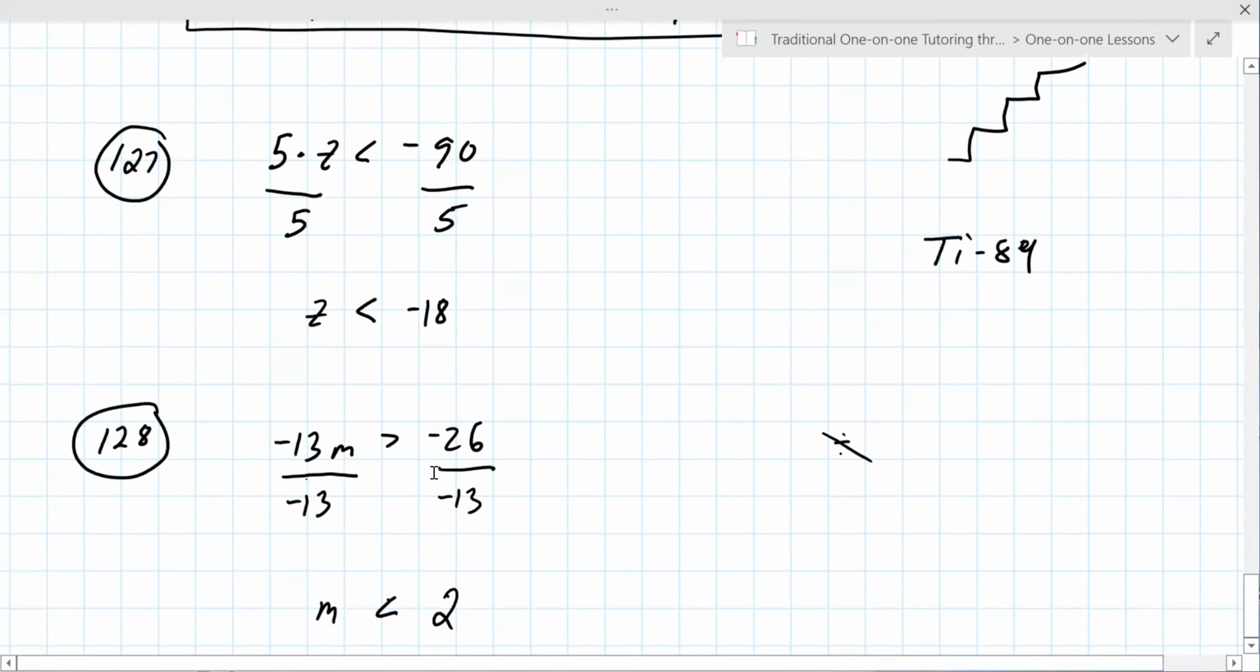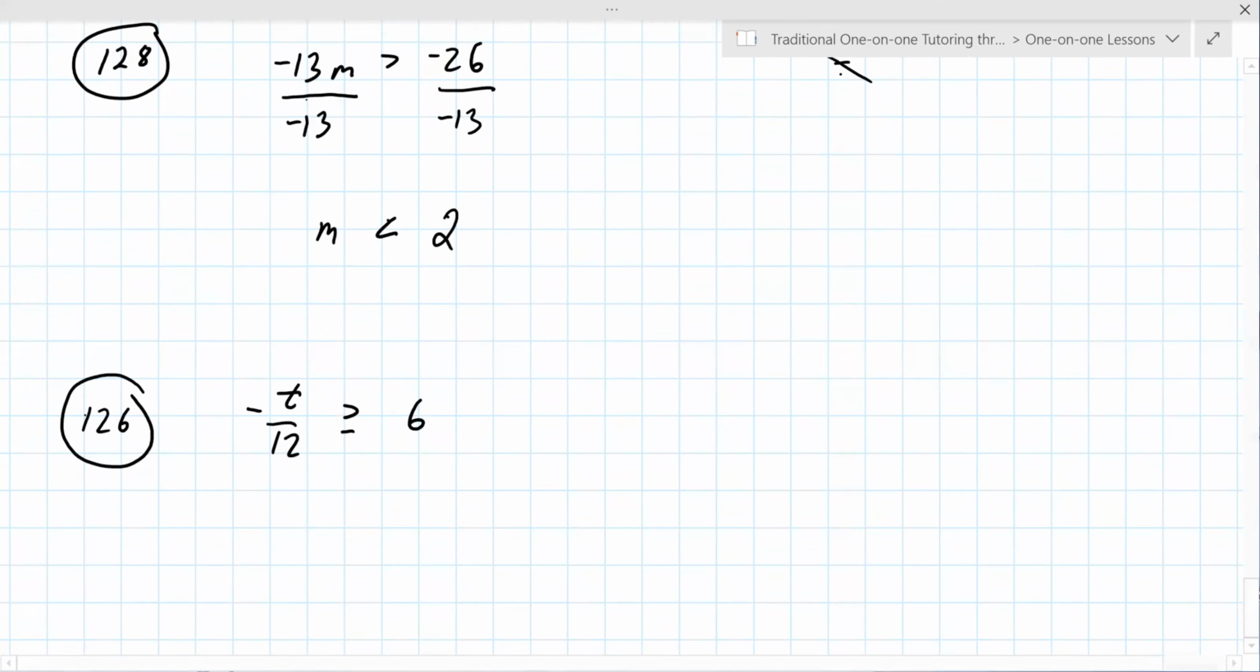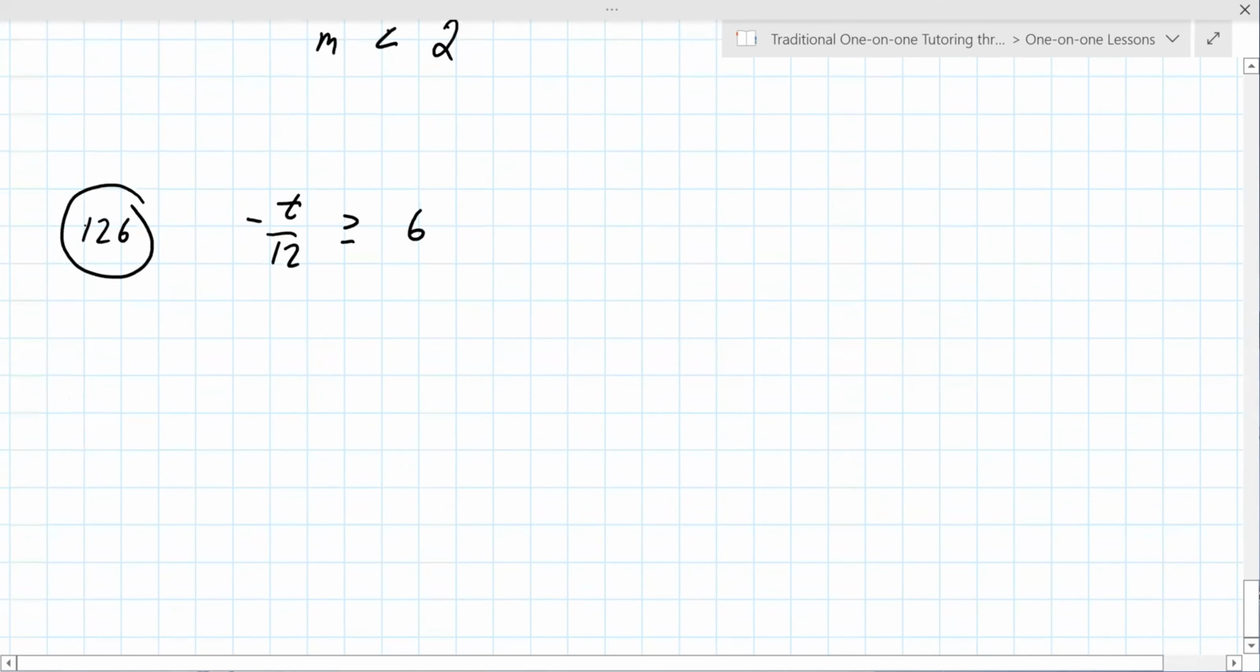So it doesn't matter if the number above is negative. It matters what you did. It matters, did you multiply or divide by a negative? All right, let's go back and look at 126. So here's how it's written, and I'll give you a couple options about how to interpret it.